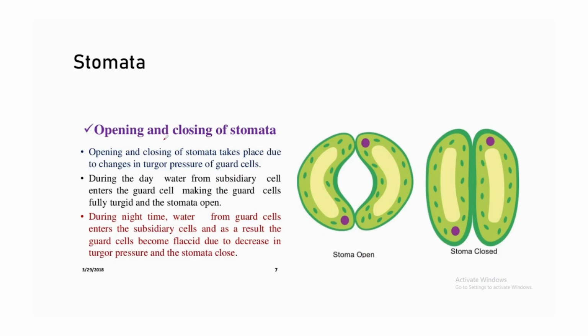Stomata: opening and closing of stomata. Opening and closing of stomata takes place due to changes in the turgor pressure of guard cells. During the day, water from the subsidiary cells enters the guard cells, making the guard cells fully turgid and the stomata open, like this. And during the night, water from the guard cells enters the subsidiary cells, and as a result, the guard cells become flaccid due to the decrease in turgor pressure, and the stomata are closed.